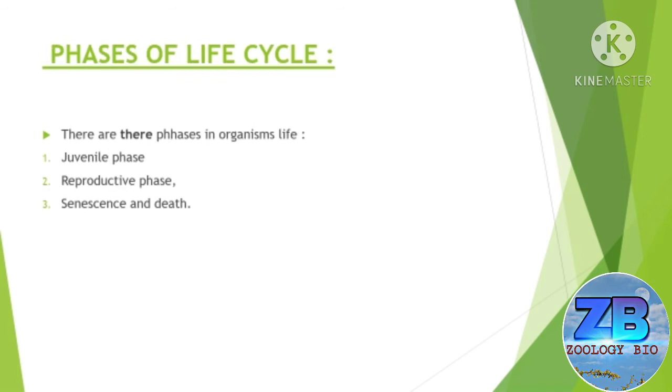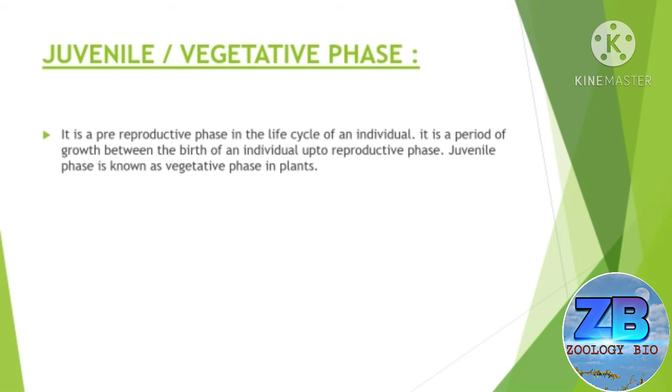Now the phases of life cycle. There are three phases in organisms' life cycle. The first one is juvenile phase, the second one is reproductive phase, and the third one is senescence and death. The first phase of life cycle is juvenile or vegetative phase. It is a pre-reproductive phase in the life cycle of an individual. It is a period of growth between the birth of an individual up to reproductive phase. Juvenile phase is known as vegetative phase in plants.